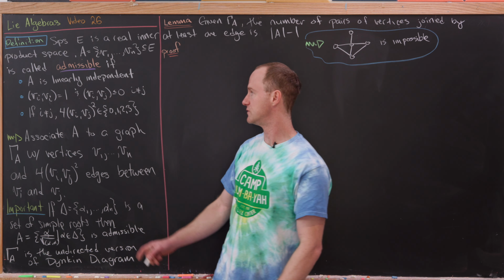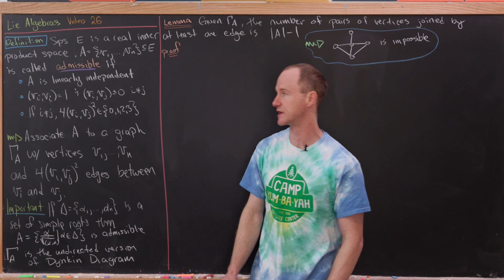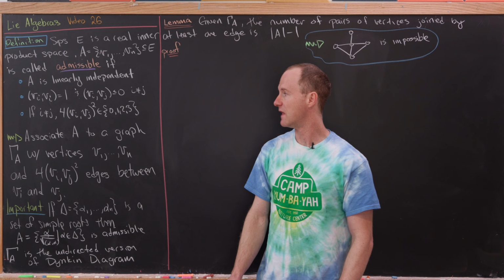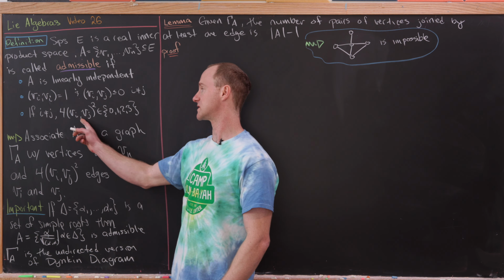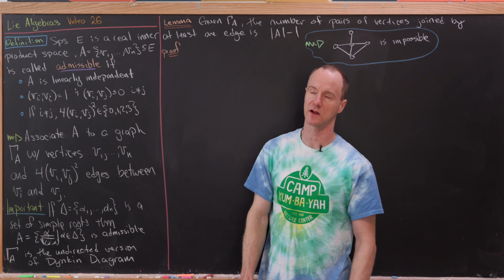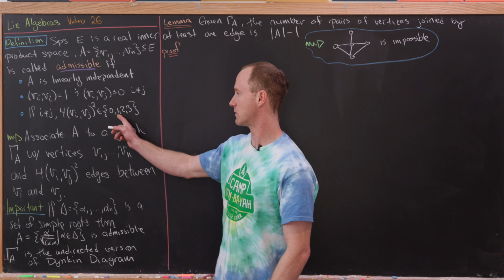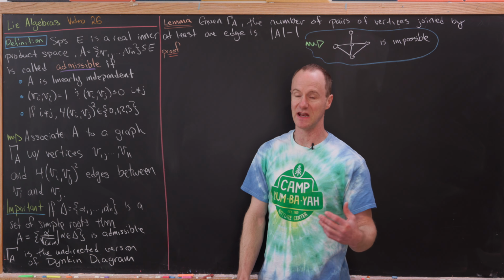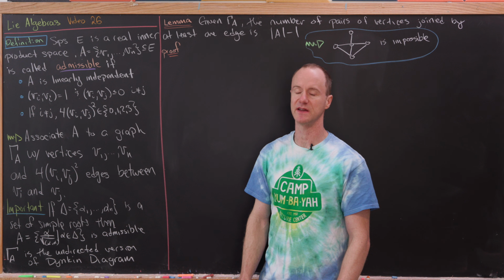And then if you take the inner product of vi with vj, if i is not equal to j, you get something that is non-positive. And then finally, if i is not equal to j, if you take 4 times the square of the inner product of vi and vj, you get numbers that are either 0, 1, 2, or 3. So that makes an admissible set inside of an inner product space.